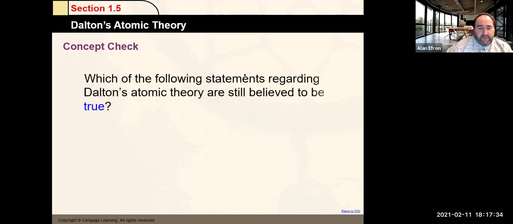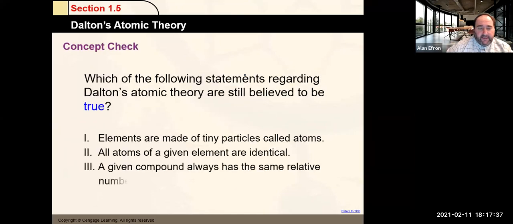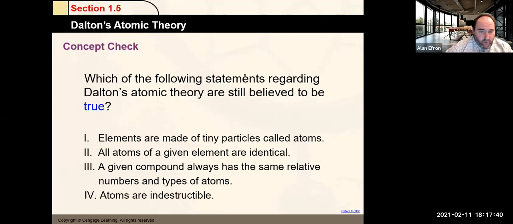And this question will summarize those differences. In this case, we're looking at which of the following statements regarding Dalton's atomic theory is still believed to be true. So let's just go through them. We have: elements are made up of tiny particles called atoms. That is still good. All atoms of a given element are identical. As we talked about earlier, the presence of something like isotopes, where we have the same element but different masses, disproves that part of it.